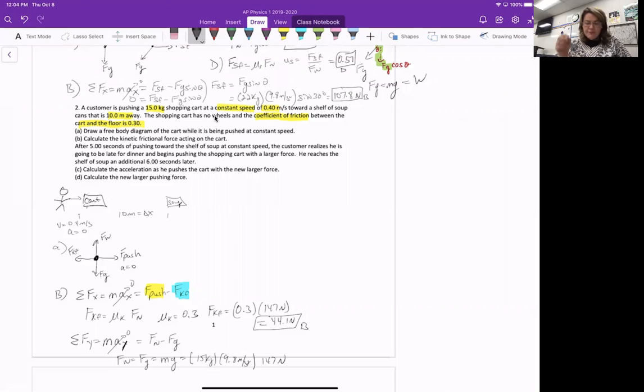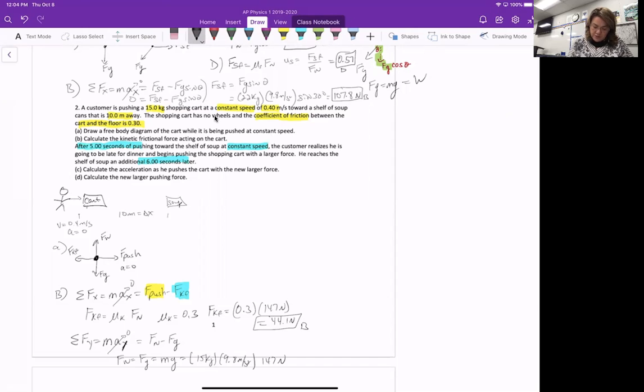C. Now, before we get to C, we change the problem. After 5 seconds of pushing toward the shelf at a constant speed, the customer realizes he's going to be late for dinner and begins pushing the cart with a larger force. He reaches the soup an additional 6 seconds later. Okay. So, where was he after 5 seconds?